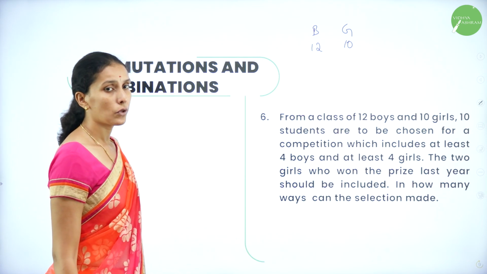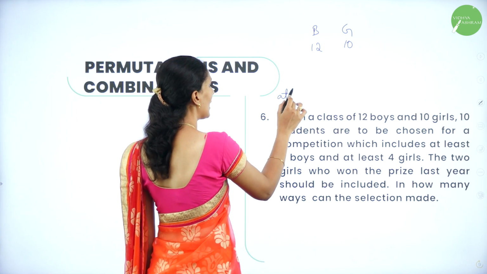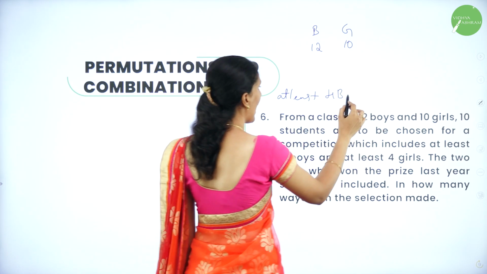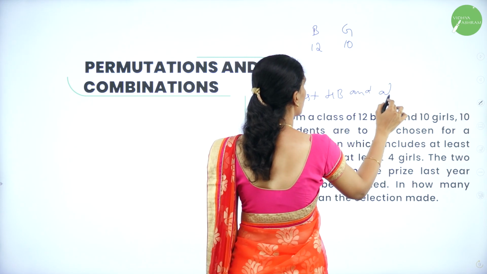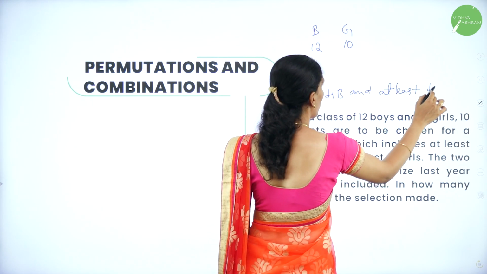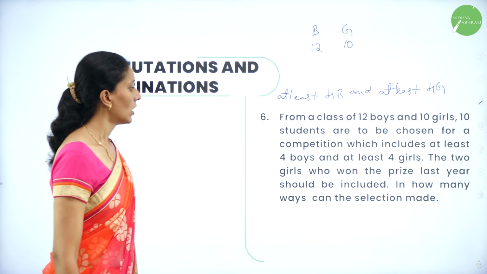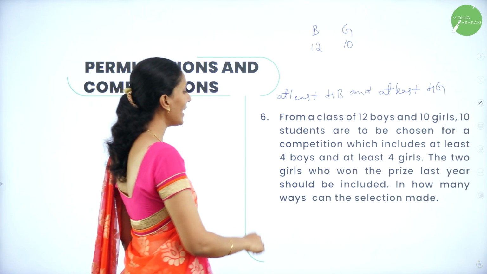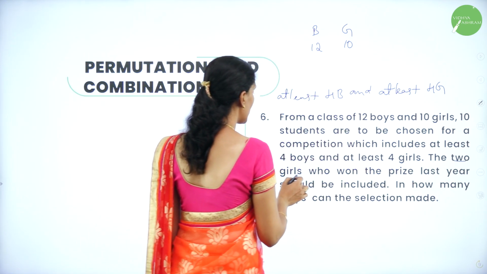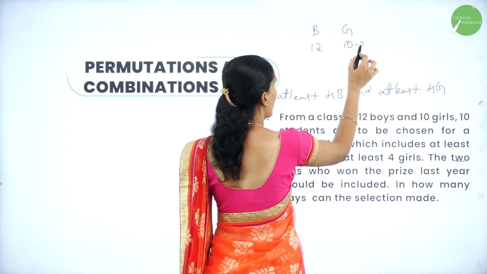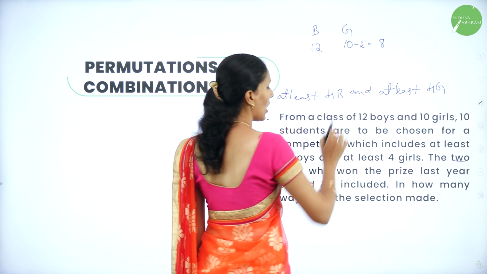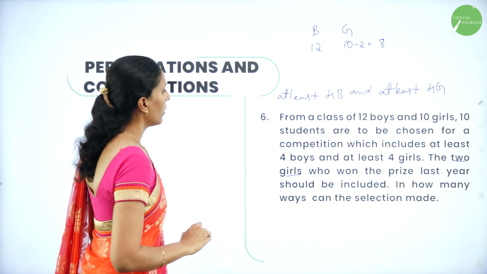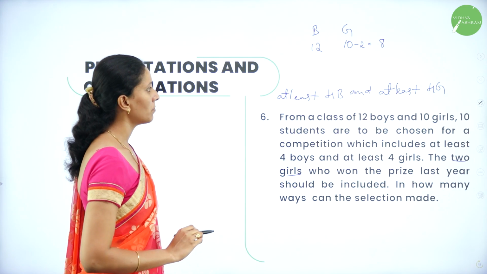So what do we have to choose? We have to choose at least 4 boys and at least 4 girls. The 2 girls who won the prize last year should be included. How many girls? 2 girls here. So here also I'll take minus 2. So we have only 8 girls now. Why? Because we have to remove the number of girls who are included. So in how many ways can the selection be made?